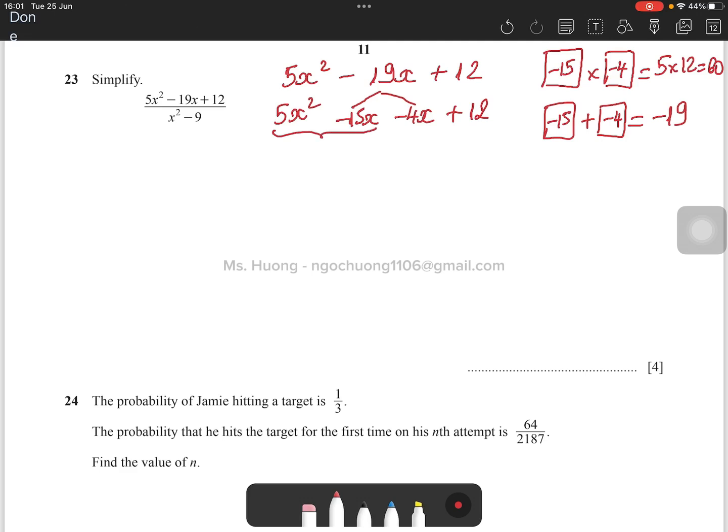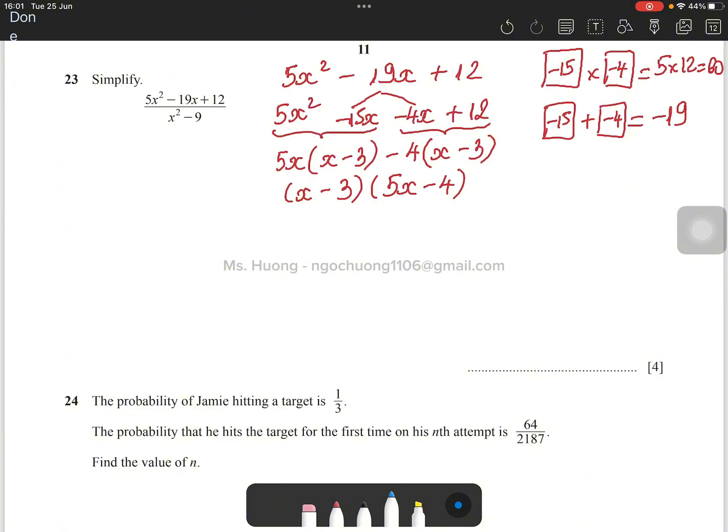Now we will factorize the first two terms. 5x as the common factor, then x minus 3. And for the next two terms, minus 4 as the common factor, and then x minus 3. Now x minus 3 is their common factor, so 5x minus 4 is the second term. For the bottom expression, we see that x squared minus 9 is equal to x squared minus 3 squared, which is x minus 3 times x plus 3.